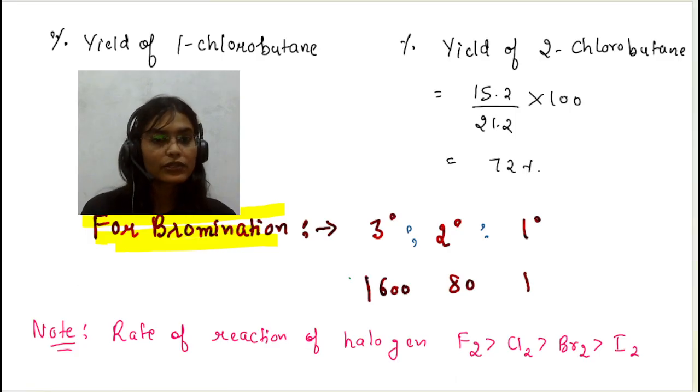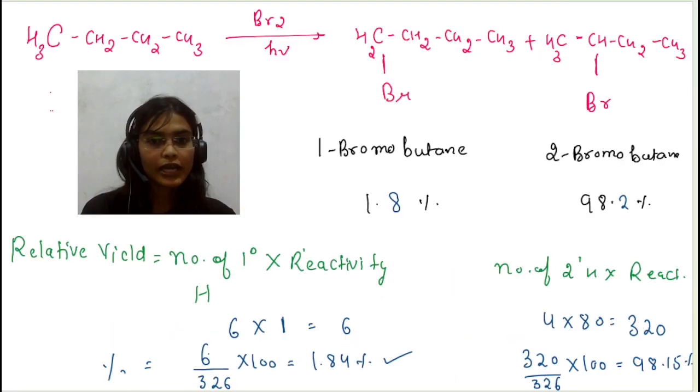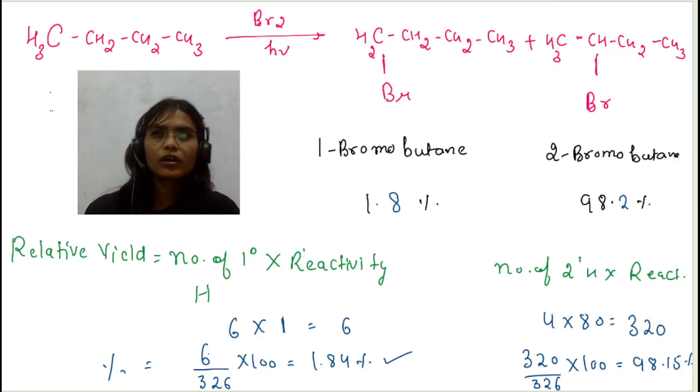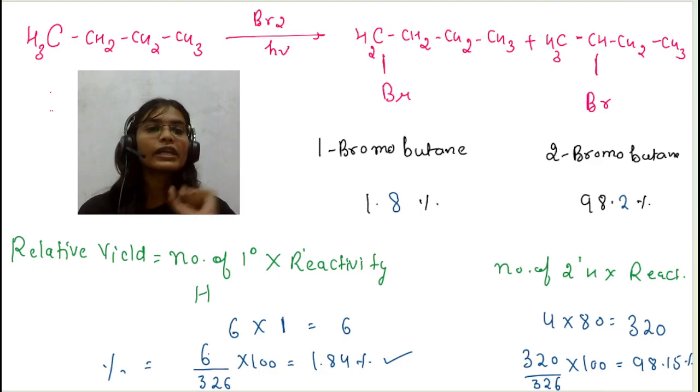So let's just go back here. This is all for the bromination point. I hope this point is clear for everyone. Yes, this is a numerical-based question, maybe it will be asked. Now, next question to you.